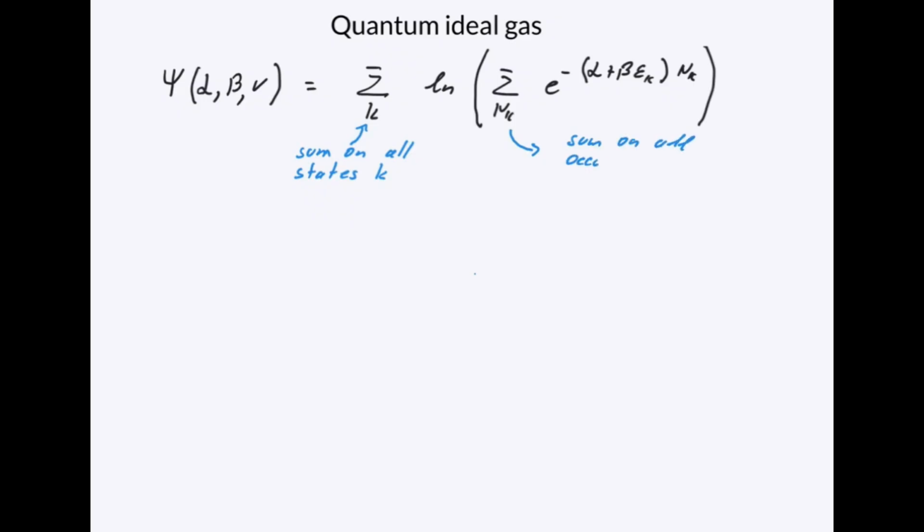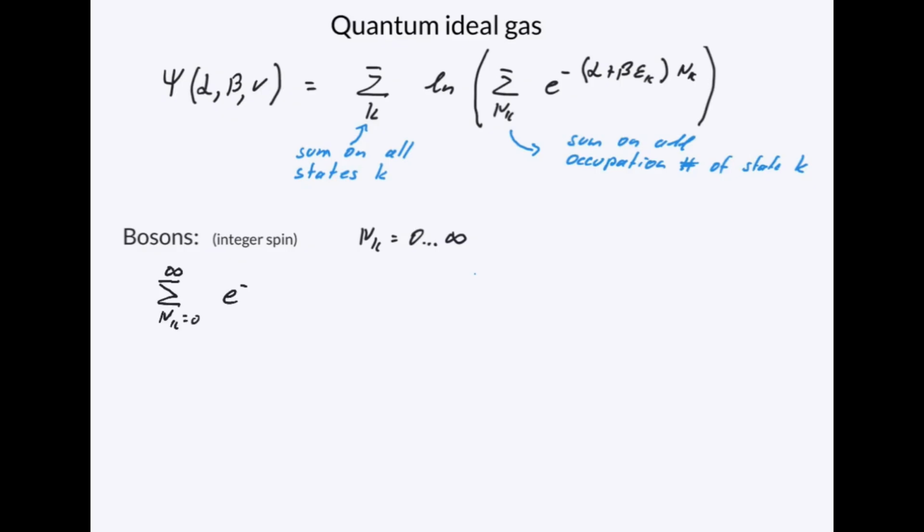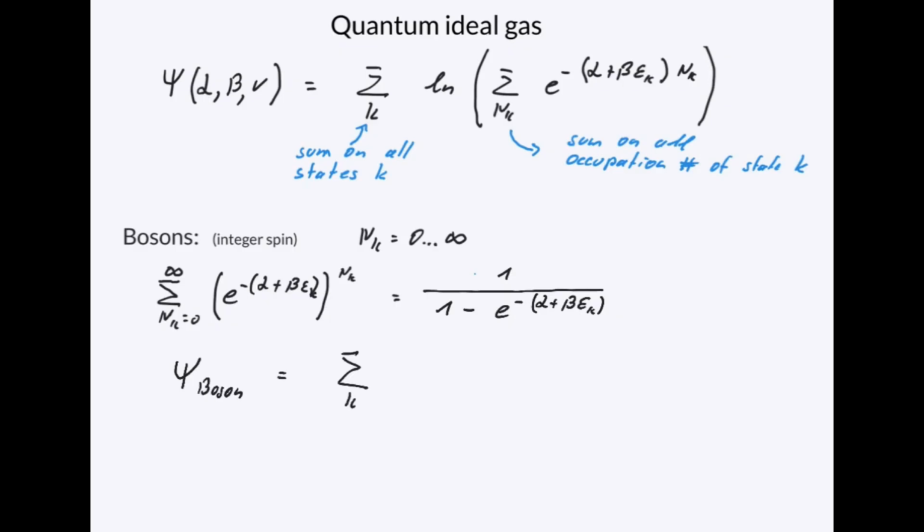Now for the occupation numbers, we have to distinguish the kind of particles we are dealing with. If we first consider the bosons, which are integer spin particles, n_k can be any number from 0 to infinity. Hence, the sum in the logarithm, sum on all n_k, runs from 0 to infinity, e to the power minus alpha plus beta epsilon_k to the power n_k. This is a geometric sum, which we can solve, yielding 1 divided by 1 minus e to the minus alpha plus beta epsilon_k, and the respective thermodynamic potential.